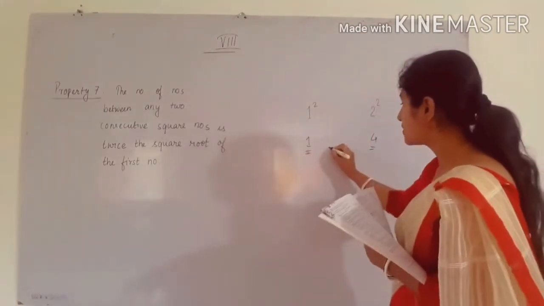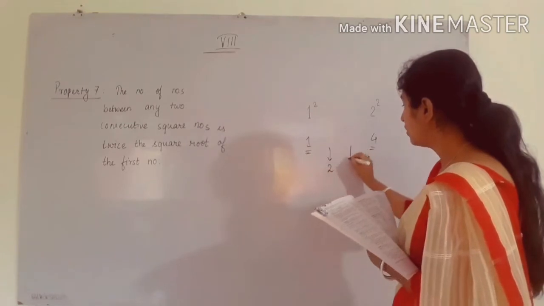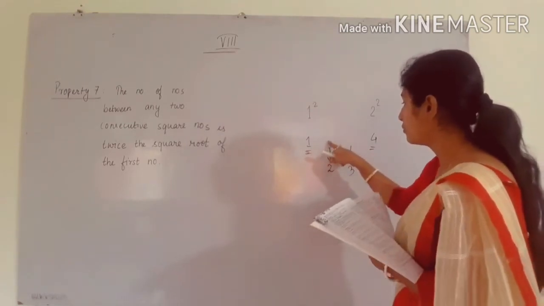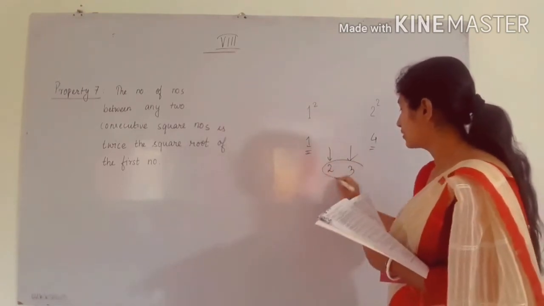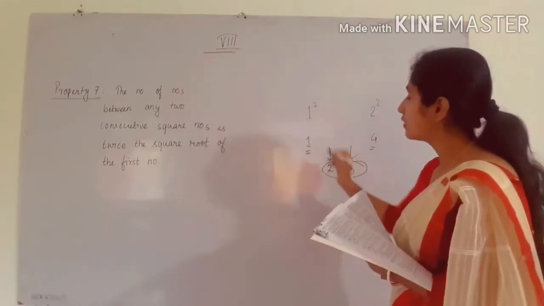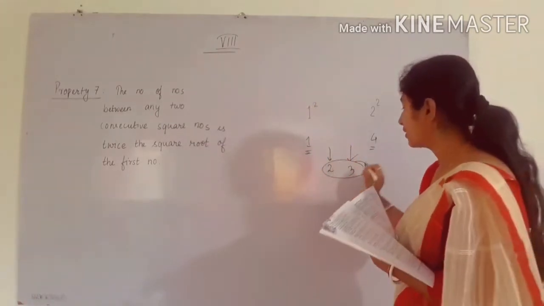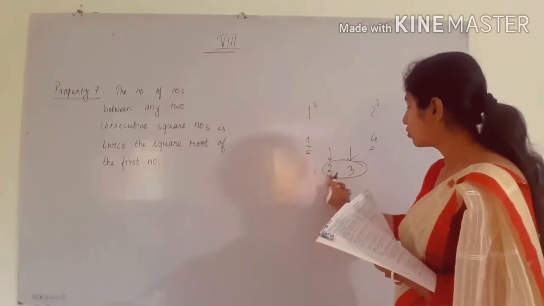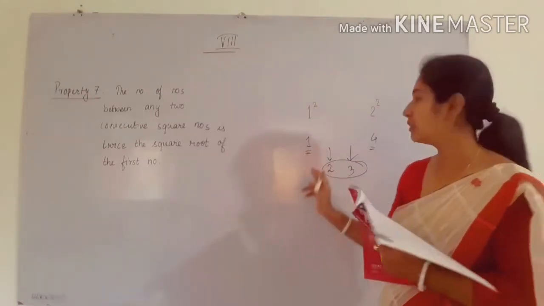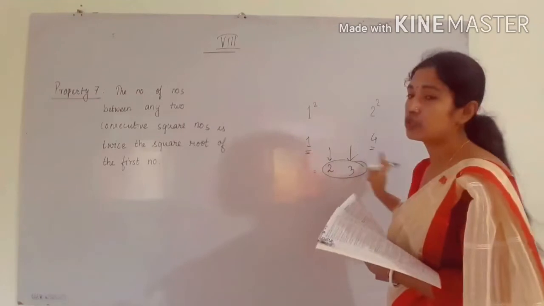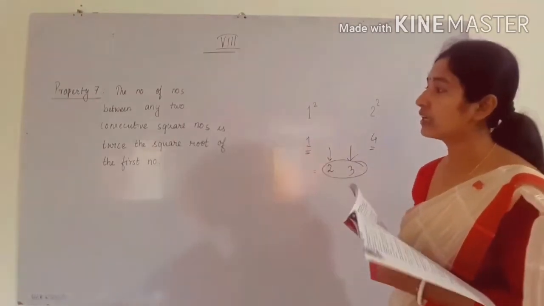So how many numbers are present between them? 2 and 3. That means after 1 we have 2 and 3, that means two numbers. So this number they are talking about. Total 2 numbers are present between two consecutive square numbers. This is written in this property.